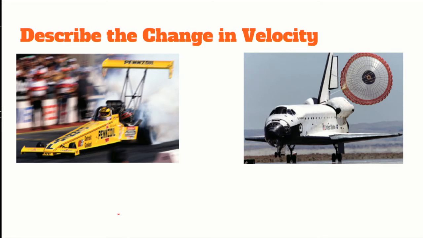So the drag race car starts at 0, speeds up, goes really, really fast, and finishes the race. The space shuttle lands, and when it touches down, if you've ever been on an airplane before, same sort of thing, it's going really, really fast, and then you can see all these speed brakes get popped out and a big parachute out the back to slow it down.